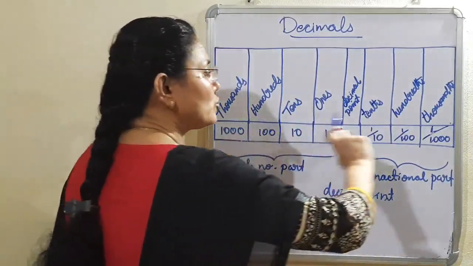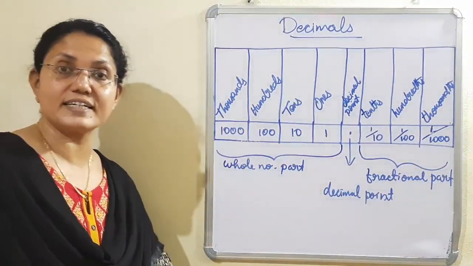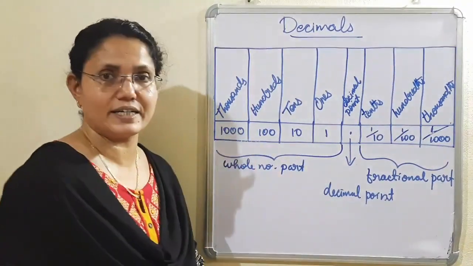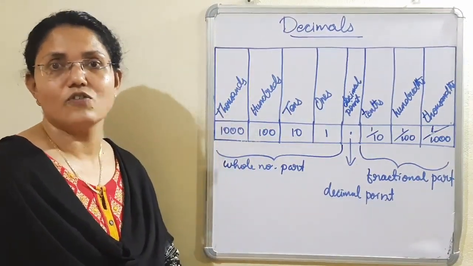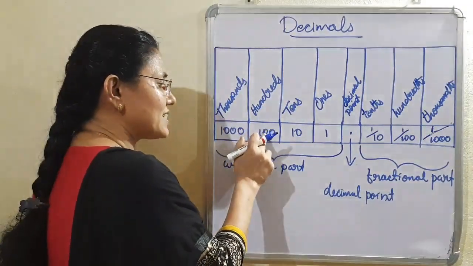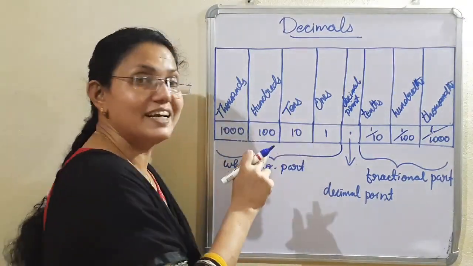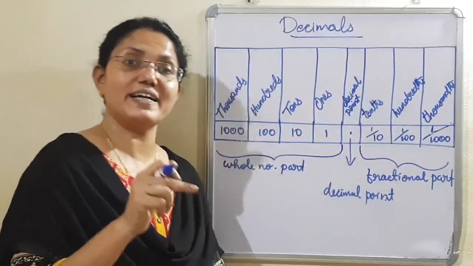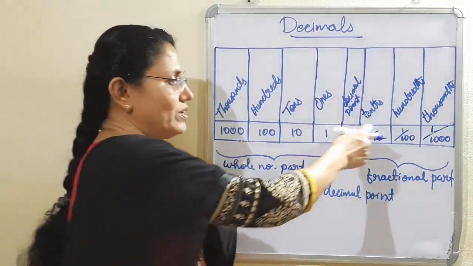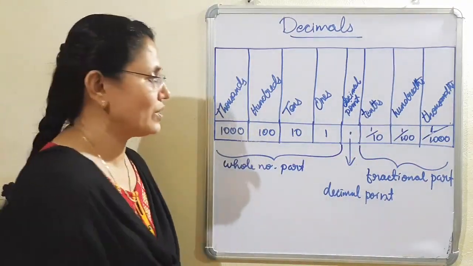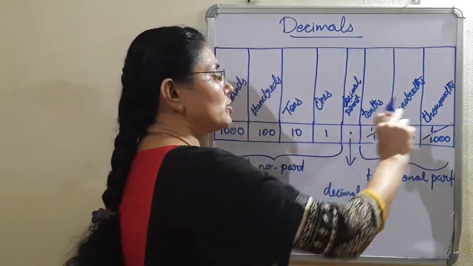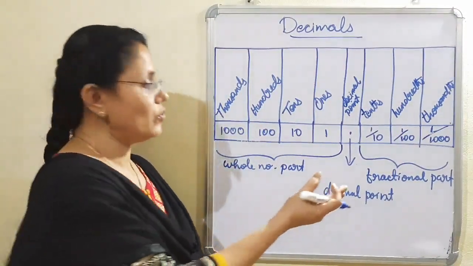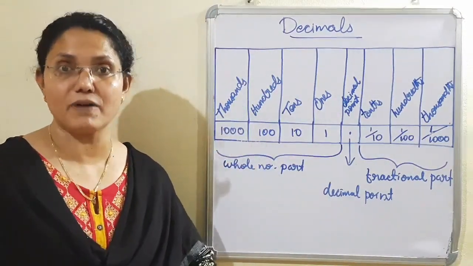Similarly, when we move to the right, its value is decreased by 10. Meaning to find its value, we should divide it by 10, or its value is decreased to 1 by 10. 1000 divided by 10 is 100. 100 divided by 10 is 10. 10 divided by 10 is 1. 1 divided by 10 is 1 by 10. 1 by 10 divided by 10 is 1 by 100. You will study this type of division in higher classes. Now, when we move to the right, its value is decreased to 1 by 10. When you move to the left, its value is increased by 10.